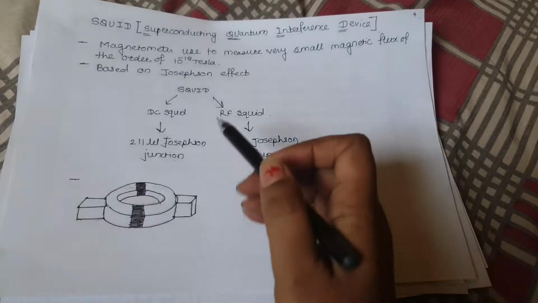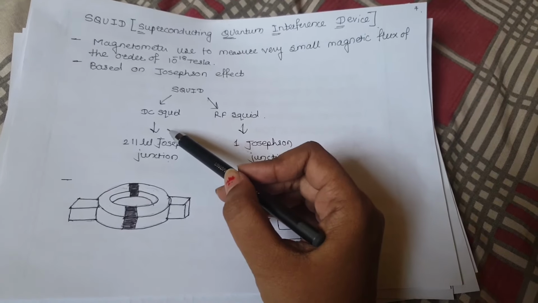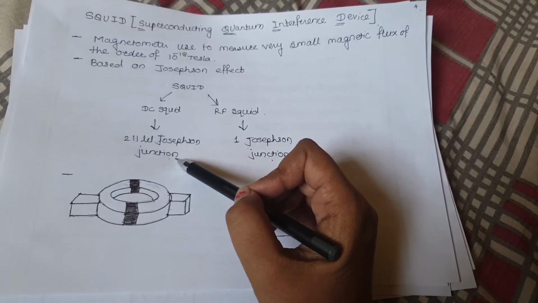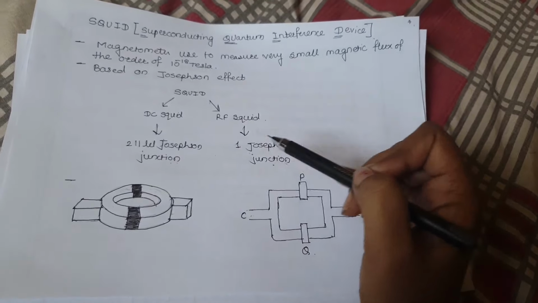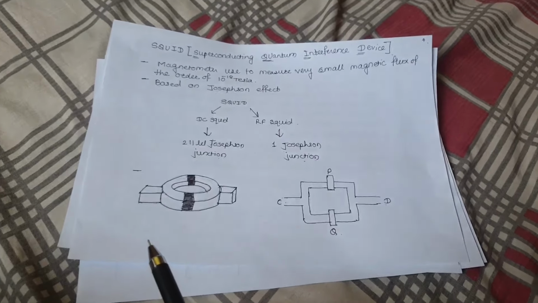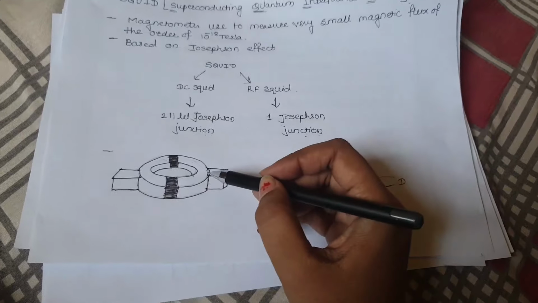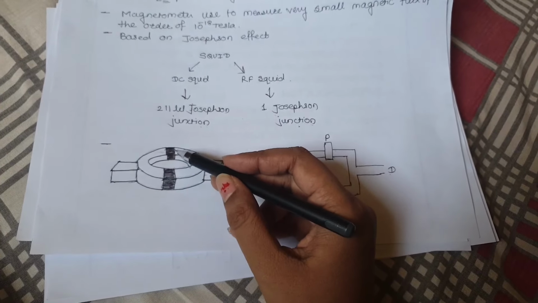Now there are two types of SQUID, DC SQUID and RF SQUID. In DC SQUID there are two parallel Josephson junctions, whereas in RF SQUID only one Josephson junction is there. So in this topic we are going to use the DC SQUID, which has two parallel Josephson junctions.